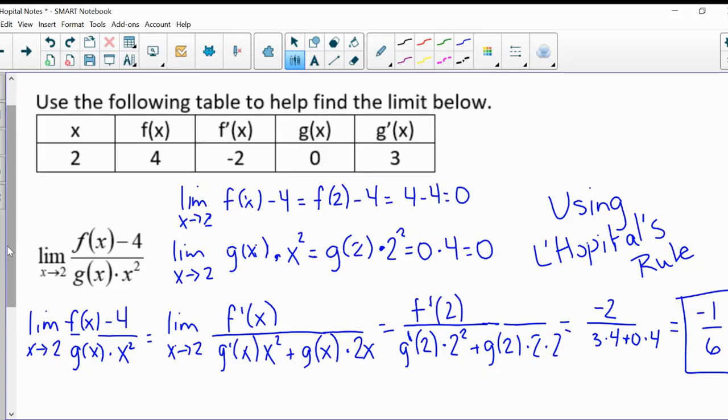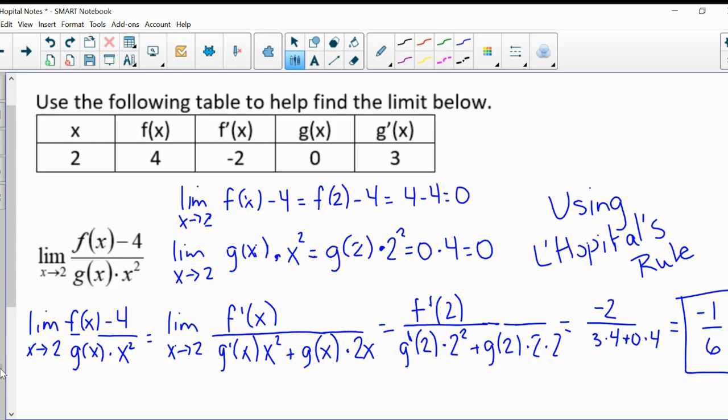Using the table, f prime of 2 is negative 2. G prime of 2 is 3. We sub in 2 for any x's that are there, and we knew that g of 2 was 0. So we end up with a limit of negative 1/6.